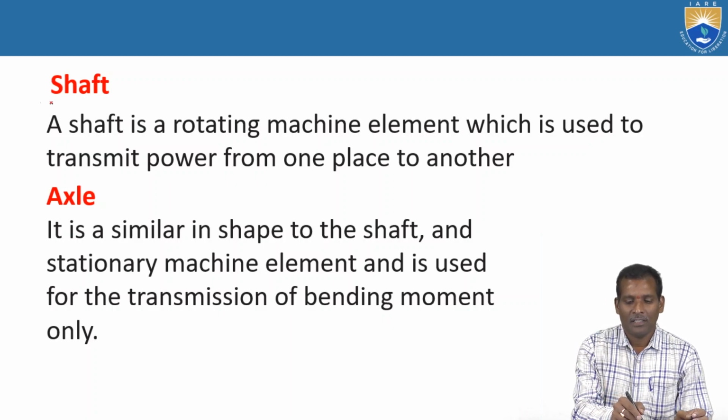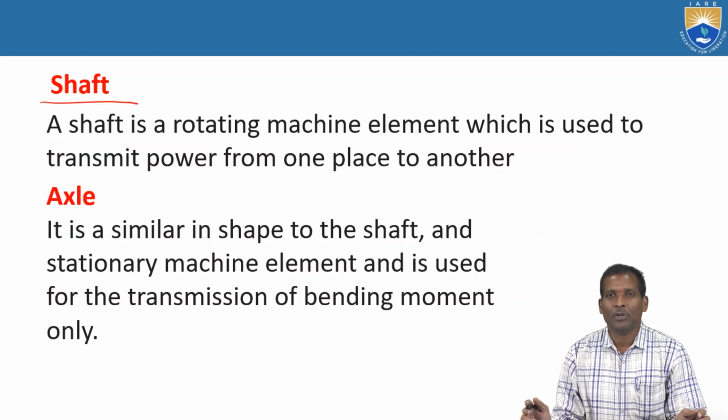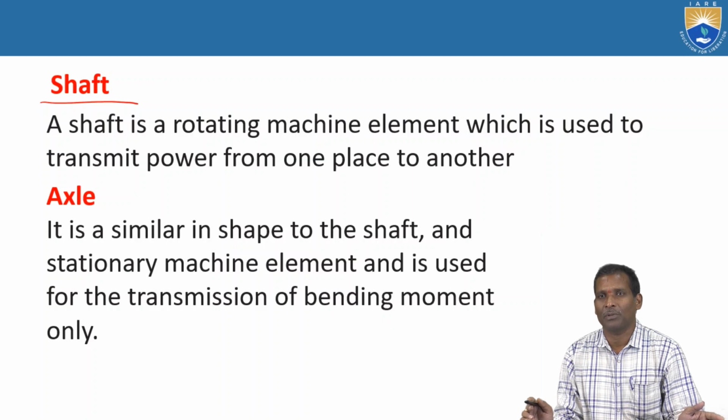So actually, a shaft is a rotating machine element. It is used to transmit power from one place to another. Wherever power transmission from one place to another is required, a shaft is needed, from the prime source to a transfer location. Suppose a long shaft is there. Generally shaft lengths are 7 meters or 6 meters like that. They should carry the power from one place to another.